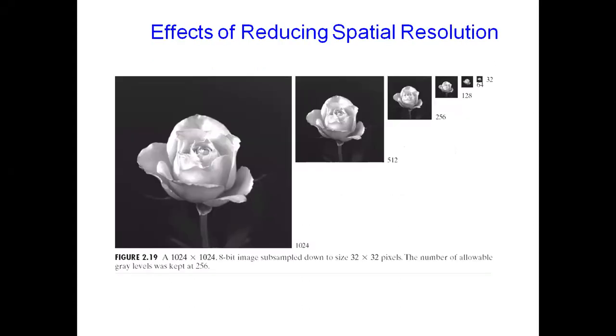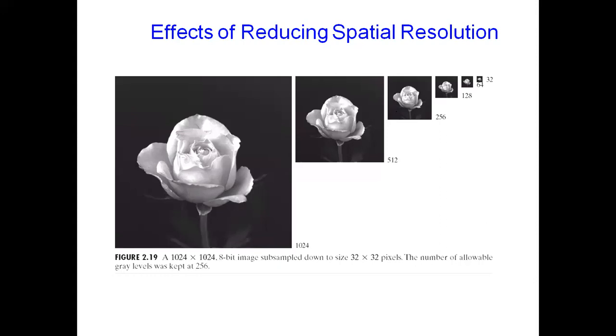Okay. So what are all the effects we are seeing here? This is the effect of reducing spatial resolution. When we have 1024, you can see how the brightness and intensity look. Then we reduce the pixels from 1024 to 512, 256, 128, 64, and 32. This is the way to reduce the spatial resolution.